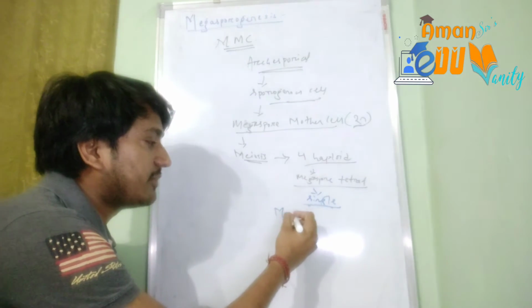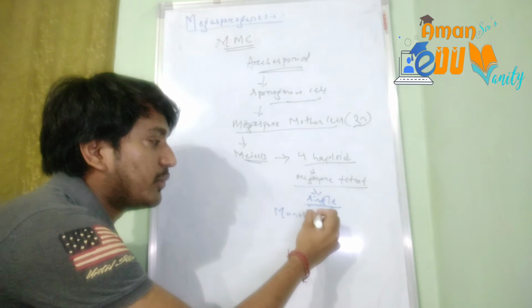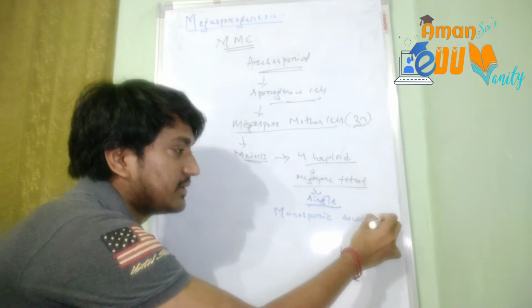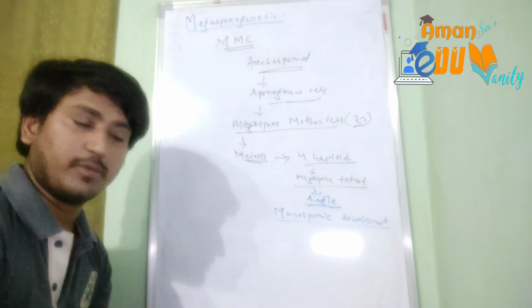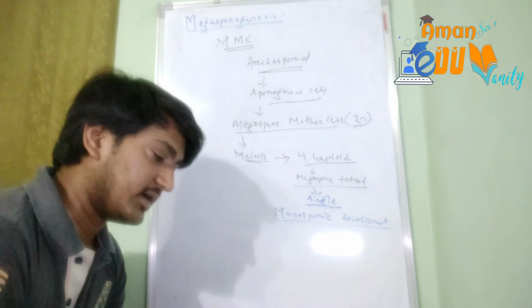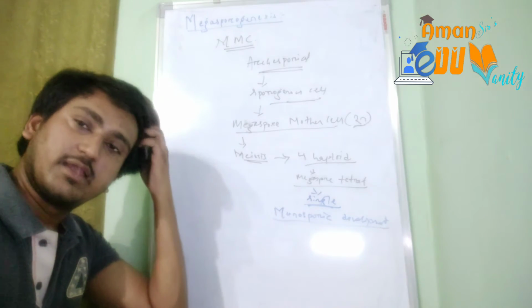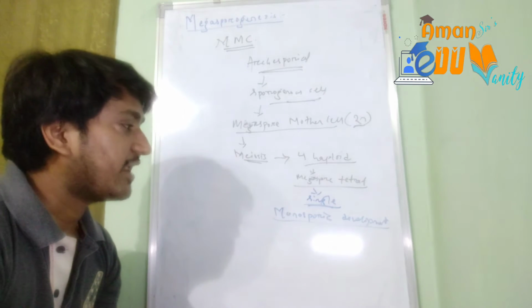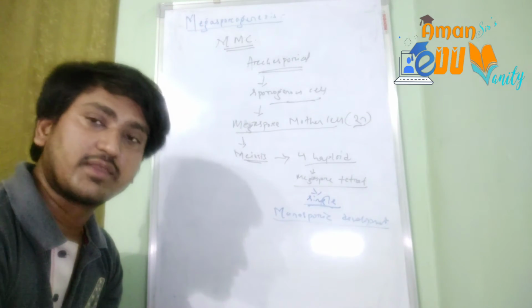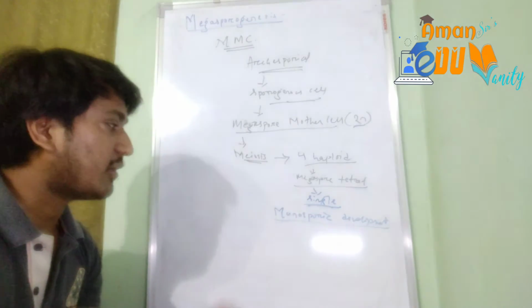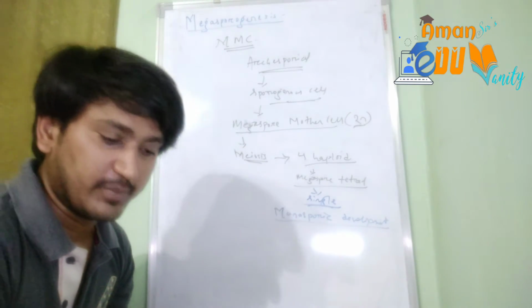Such kind of development is called monosporic development of the embryo sac. Okay, monosporic development. And if by chance, very rarely, it occurs from 2 cells, then it will be called bisporic. If 3, then trisporic. And if all 4 are giving rise to the embryo sac, then it will be called tetrasporic development. But commonly we see the monosporic development only.